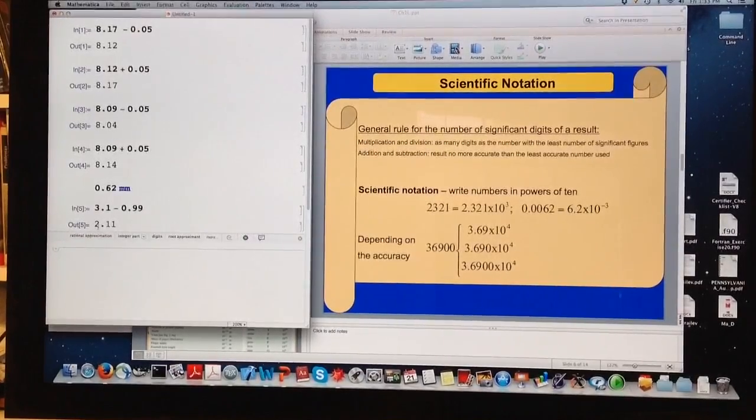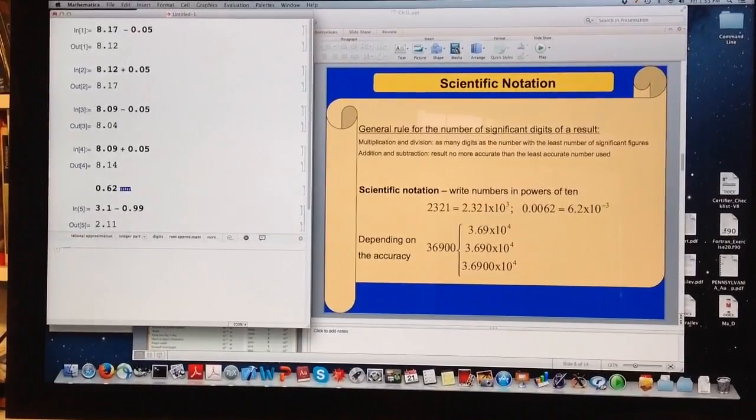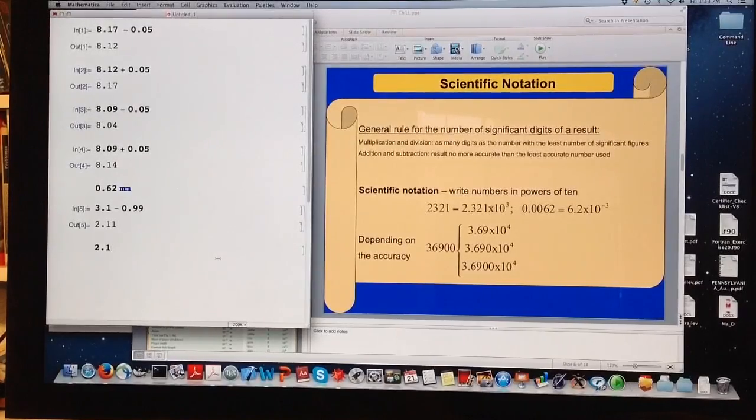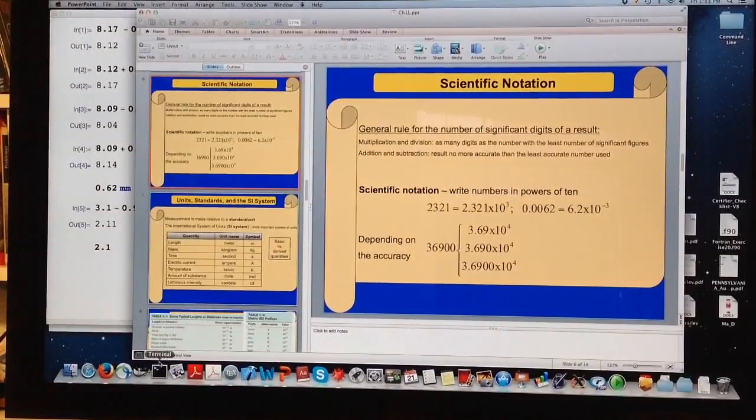What is going to be my answer? Well, if I just put it in the calculator, I get 2.11. But the number that has the least accuracy is this one. It ends in 1. So how am I going to write the answer? Just 2.1, because the one with the least accuracy has just one number after the decimal point, so I'm just going to consider one number after the decimal point. All right, so coming back to the notes.